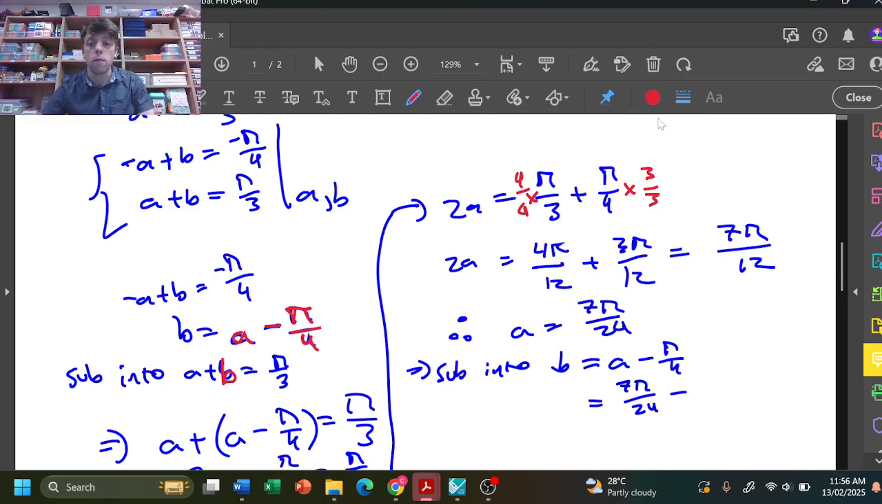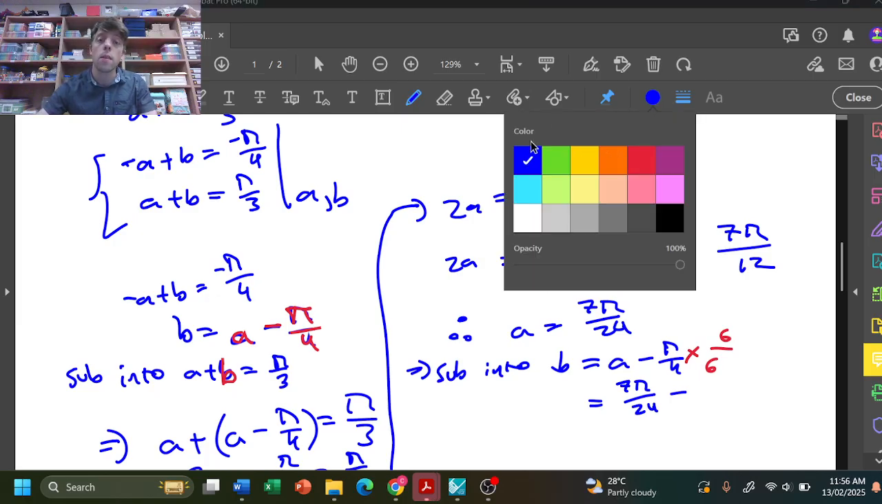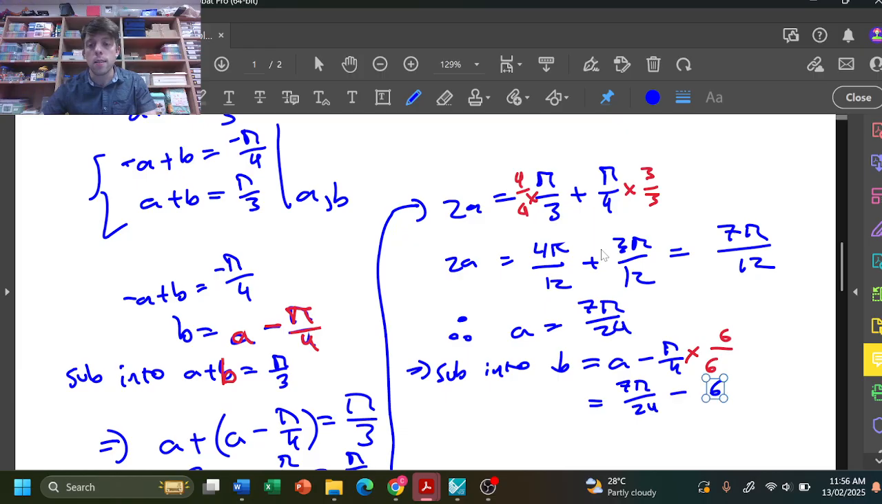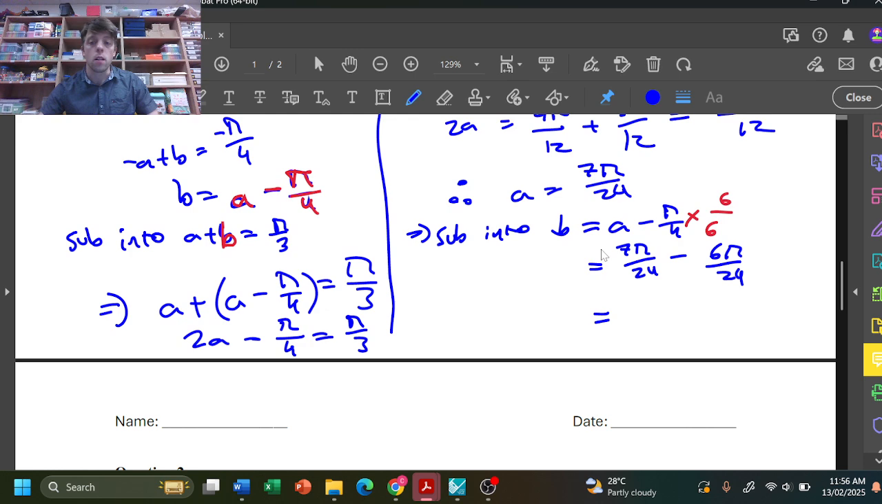as something over 24. So how do I turn 4 into 24? I'll need to multiply that by 6, which means I need to times the top number by 6 as well. So that fraction can be written as 6 pi over 24. And now we can see that 7 pi minus 6 pi is equal to pi, just 1 pi. So this gives us pi over 24 as our final answer.